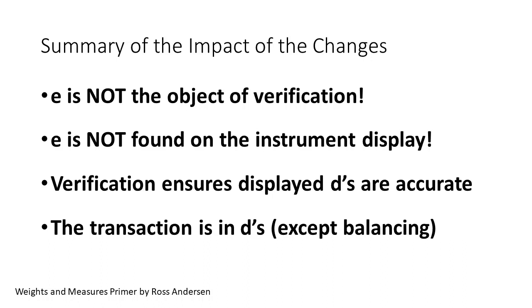The verification of an indicating instrument ensures relative accuracy, meaning the weight values in Ds are accurate. Commercial transactions should always be based on the indicated weight to a least significant digit D. The balancing instruments are an exception, where the transaction is based on the counterbalance weights or actual weight in E. Maybe the best way to think about this is to recognize that E's and D's are for the person testing the instrument. They are not used by either buyer or seller who deal only in weight units.